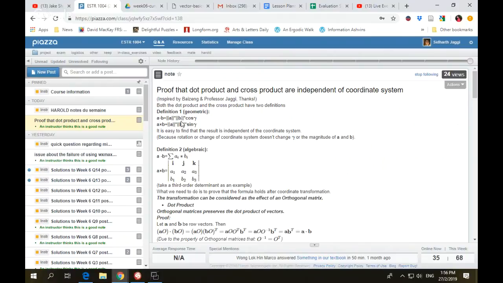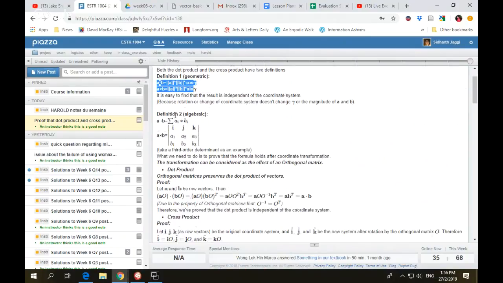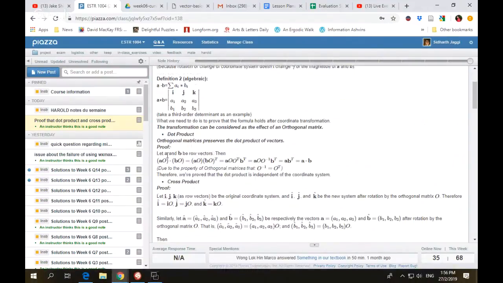The direction given by the cross product rule, the right hand rule, will remain the same, right? So it's much easier to see that the geometric definition is invariant to coordinate transformations. Doesn't matter what happens to the coordinate system, that remains the same. Now separately, we have a different definition, A dot B, this algebraic definition, and that remains the same because of this property of orthogonal matrices and properties of linear algebra.